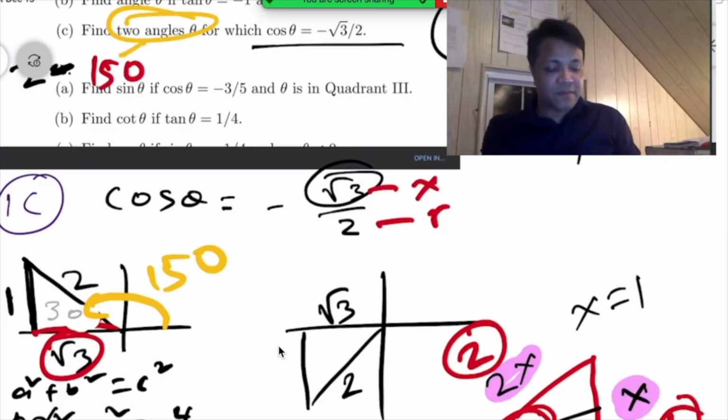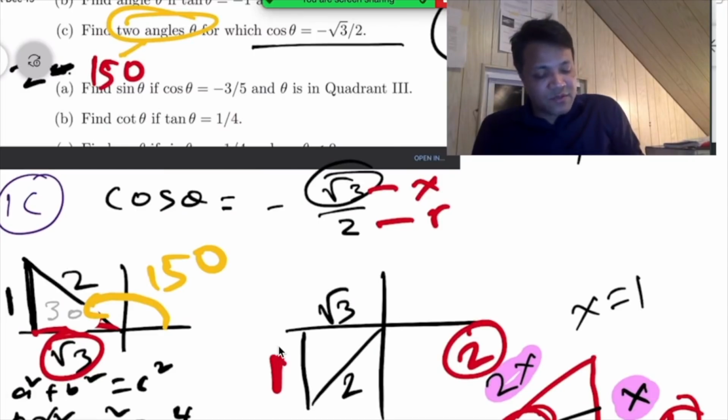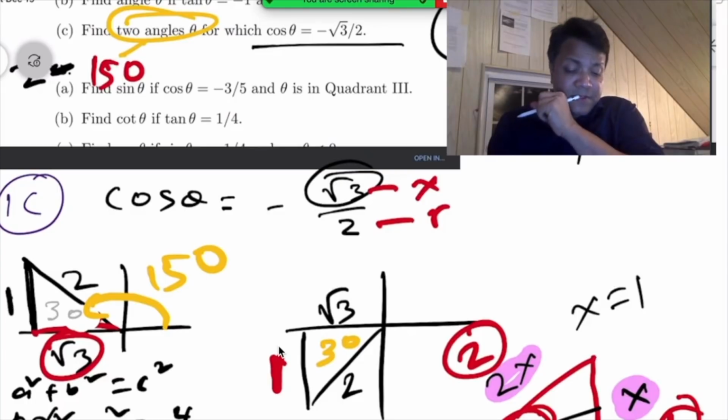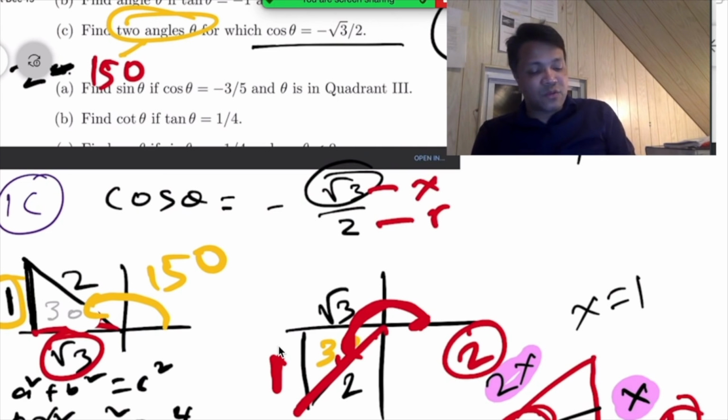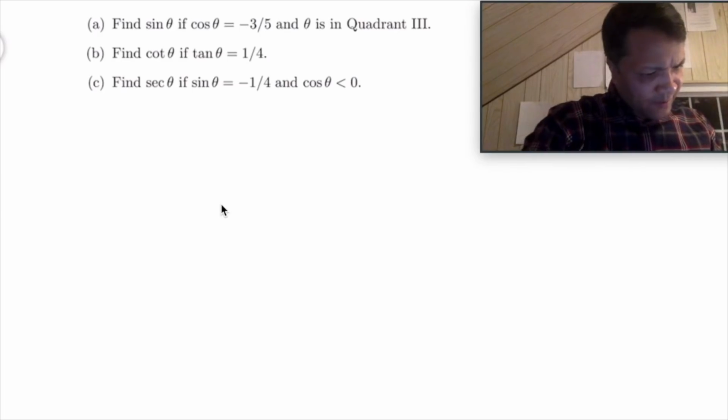Now let's see what the other one is. We already know this one is 1 and this is 30. So this is opposite to 30. Opposite to 30 is 1. Now don't forget that we are trying to find this angle, from the x-axis to the resultant. What would be the angle of this one? So 180 plus 30, this is 210. So 150 and 210.